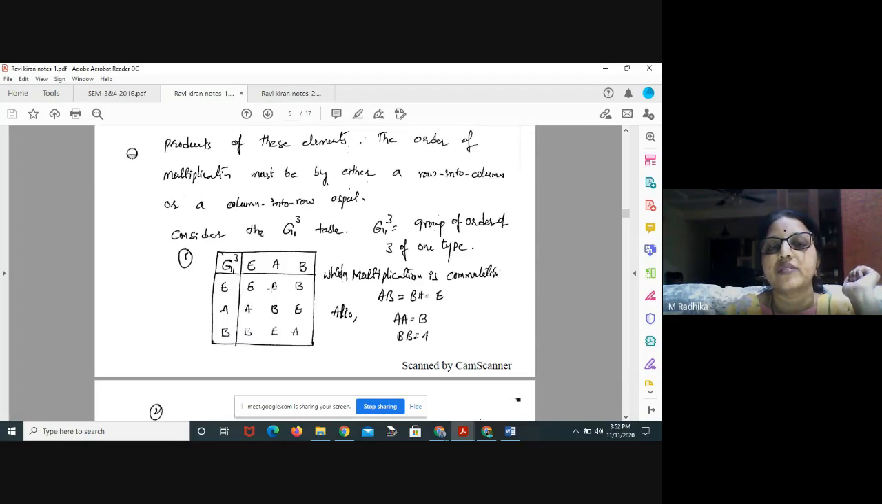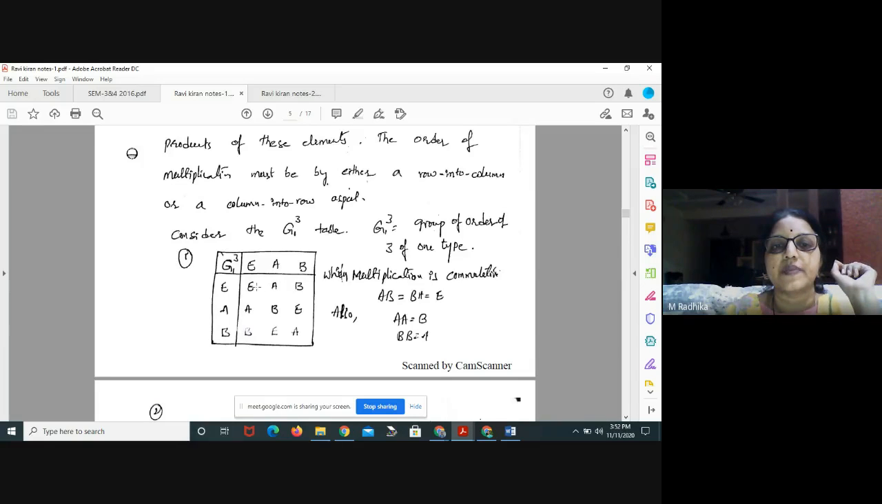Now look at this one. Here also it is E, A and B. They are appearing only one time. A is only one time, B is also coming one time, E is also one time. So they are not repeated. If it is repeated, it is not a group multiplication table. So we have to take care that whenever we are doing this multiplication, the elements are not repeated.